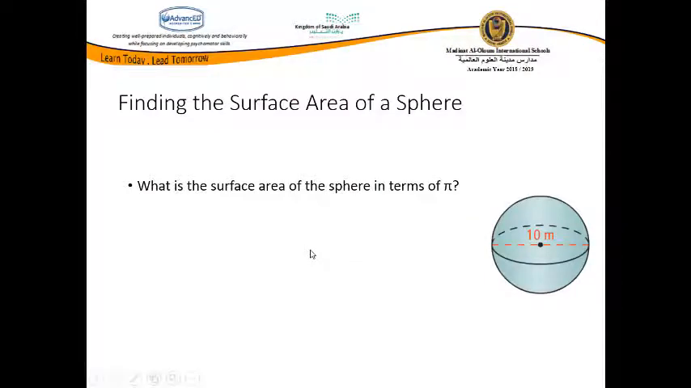Let's find the surface area of the given sphere in this picture in terms of pi. 10 meters is the length of the diameter, so the radius is 5. Using the formula 4 pi r squared, we get 4 pi times the radius 5 squared. The surface area is 100 pi square meters.